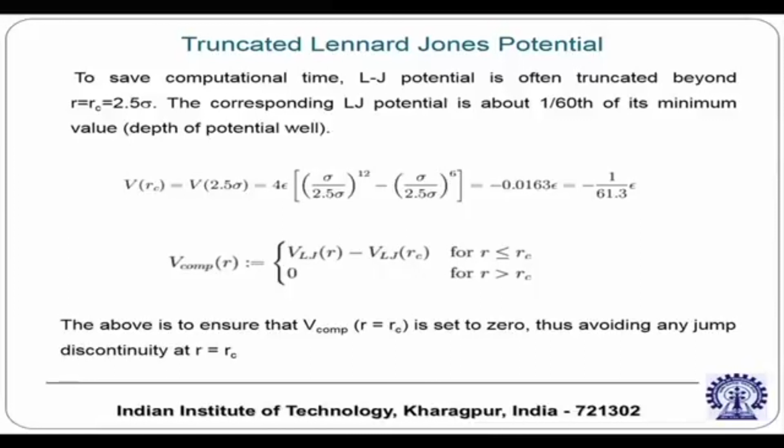Truncated Lennard-Jones potential. To save computational time, the Lennard-Jones potential is often truncated beyond r equal to rc, which is equal to 2.5 sigma. This is the typical cutoff radius. The corresponding Lennard-Jones potential is about 1/60th of its minimum value. So you can set the computational implementation of the Lennard-Jones potential by using this formula for r less than rc and zero for r greater than rc.